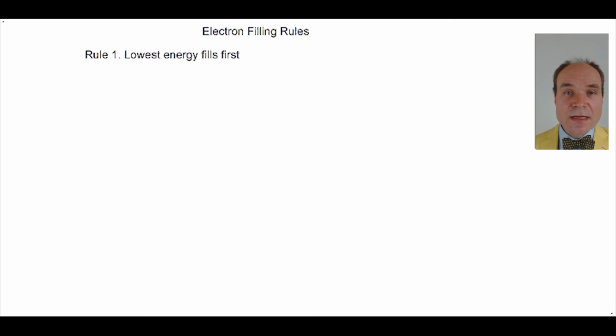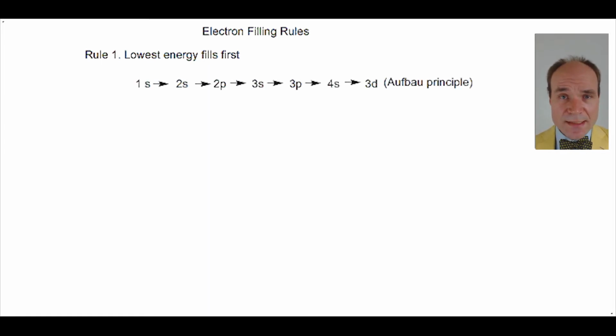The first rule is that we fill the lowest orbital first. So the very first orbital is called 1s. From that we learn the shape is spherical. We also learn that it's the closest orbital to the nucleus. The next orbital that gets filled is called 2s, again a spherical shape, but 2s has its electrons further away from the nucleus than 1s does.